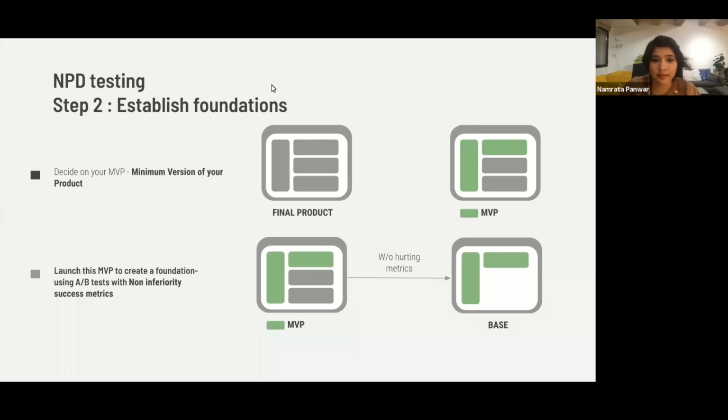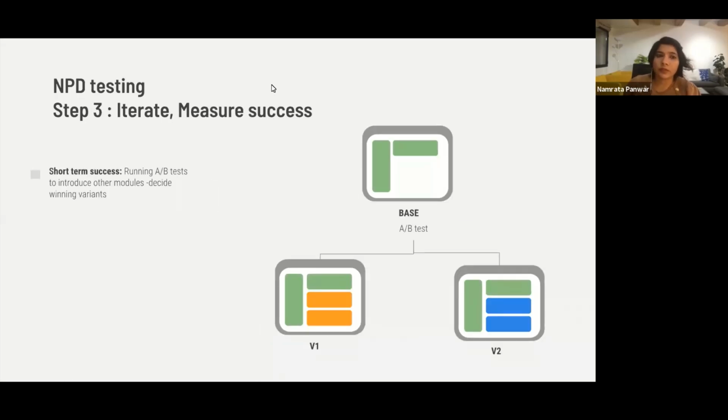Once this base is in place, the second step and the most important step is to iterate and measure success. Once you have the base in place, it is easy to A/B test on that. If you remember from the previous slide, our final product had 4 modules. However, our base just had 2. So it's now time to introduce the remaining 2 modules of your product so that you can launch your final product as a complete product. Here you can use the usual A/B test to compare 2 versions and then launch your final product.